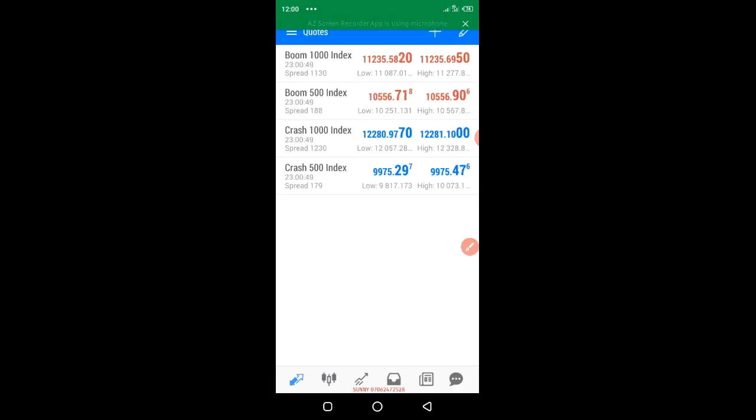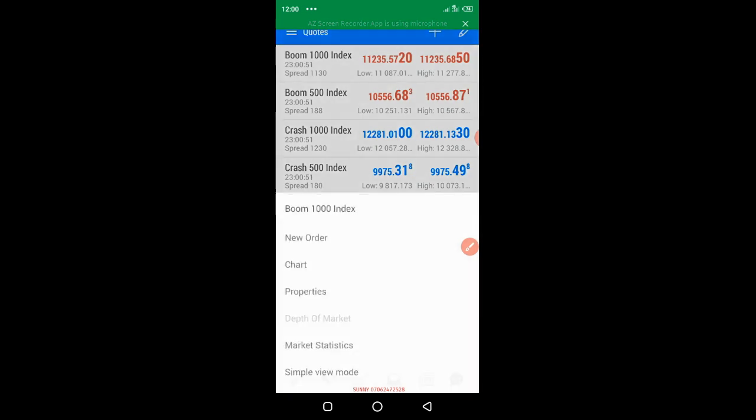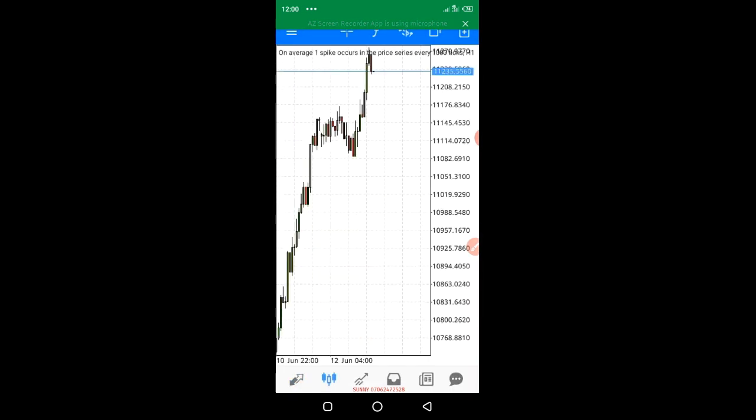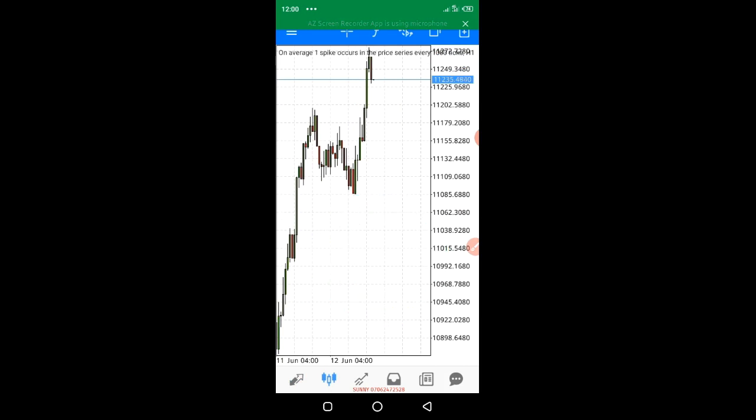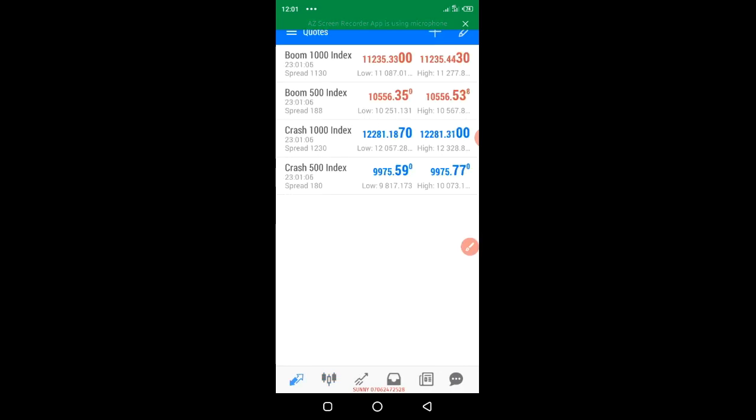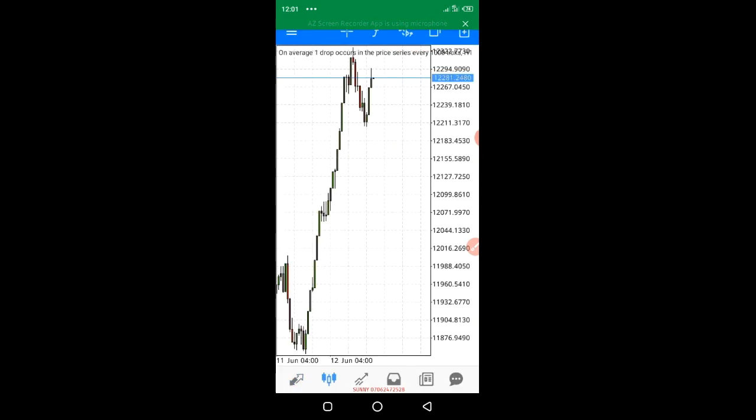Let me go to Boom 1000. I'll go to the charts. Are we on sell? No. Boom 1000, we are on a buy trend, so I won't touch Boom 1000 as well. So I'm just going to check Crash 1000.